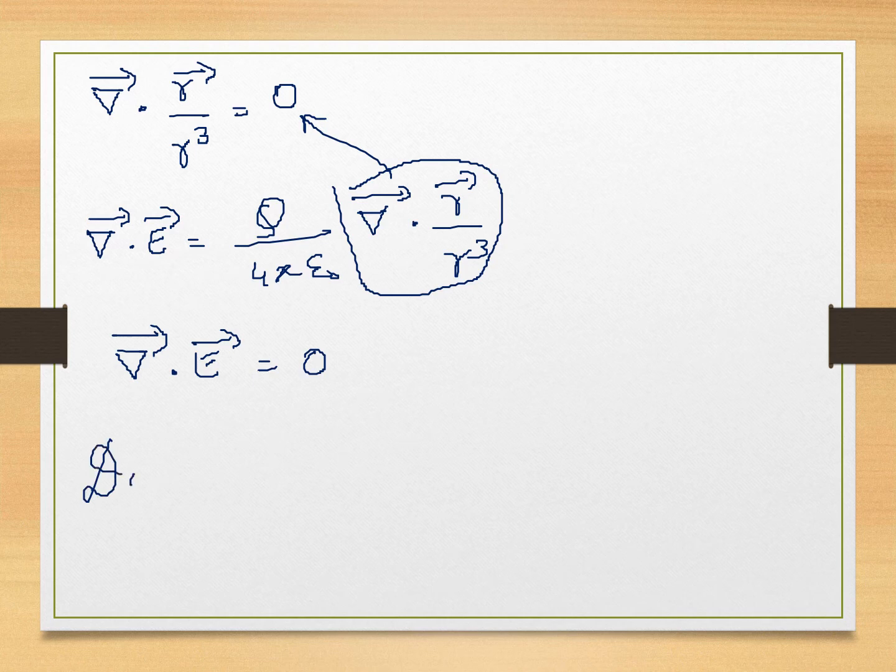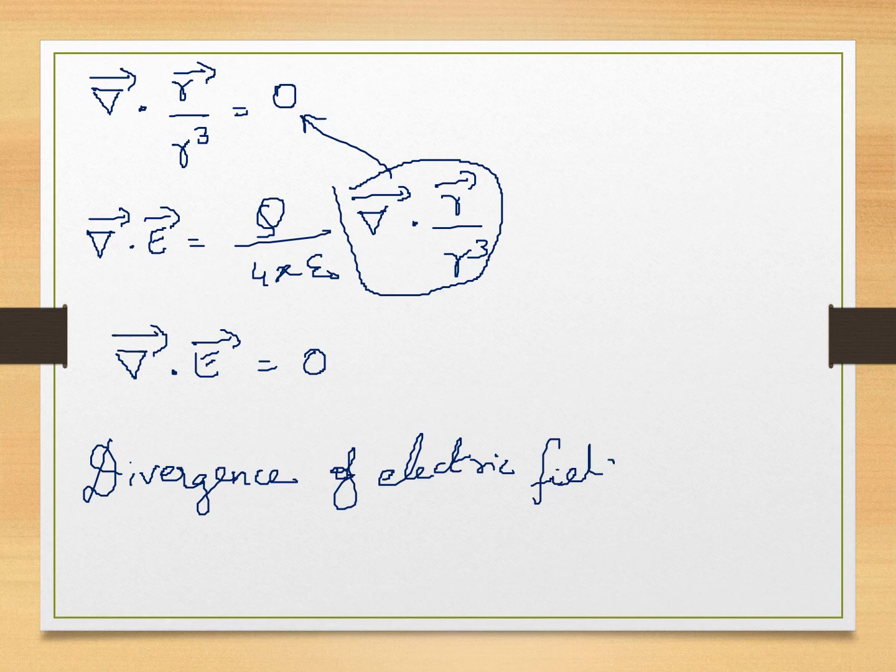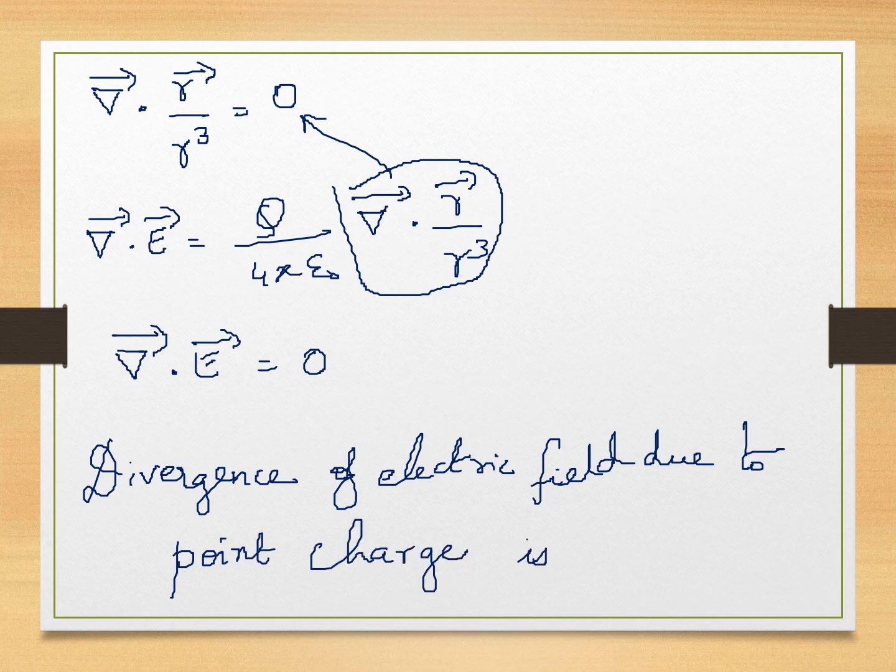That means the divergence of the electric field due to any point charge is 0.